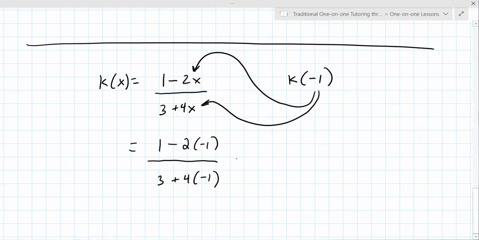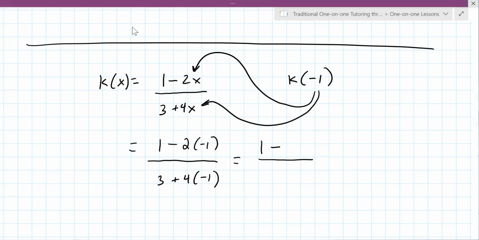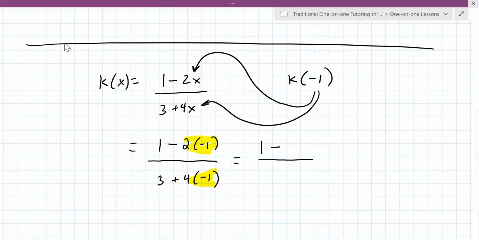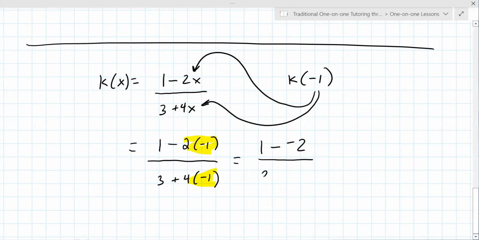1 minus 2, -1 times -1, that's 1. Nope, you have to multiply first. What is 2 times -1? 2 times -1, -2. That's right. You have to do this first and then this first. So yeah, it's -2. How about on the bottom? What is 4 times -1? 4 times -1 is -4.